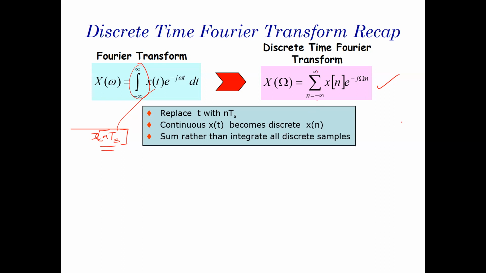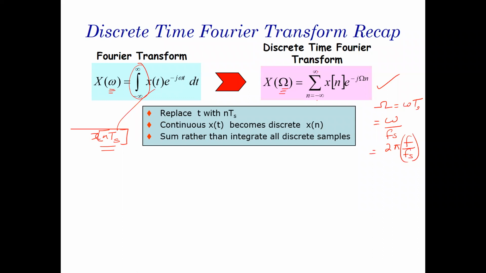Right, so we're making some progress, but at least in this way, this now is a power series. And we made a little adjustment here in that we've gone from the continuous time omega to the discrete time capital Omega. And remember, the relationship is that Omega is equal to omega times T_s, or omega over F_s, or if you want, 2 pi F over F_s, where F_s is, of course, the sampling frequency.